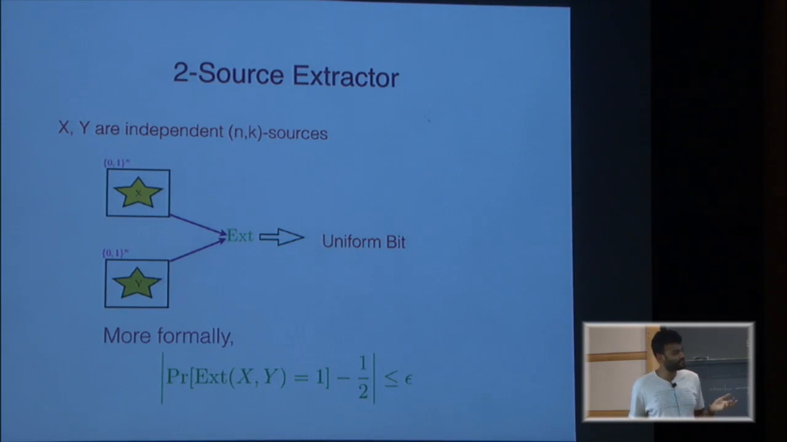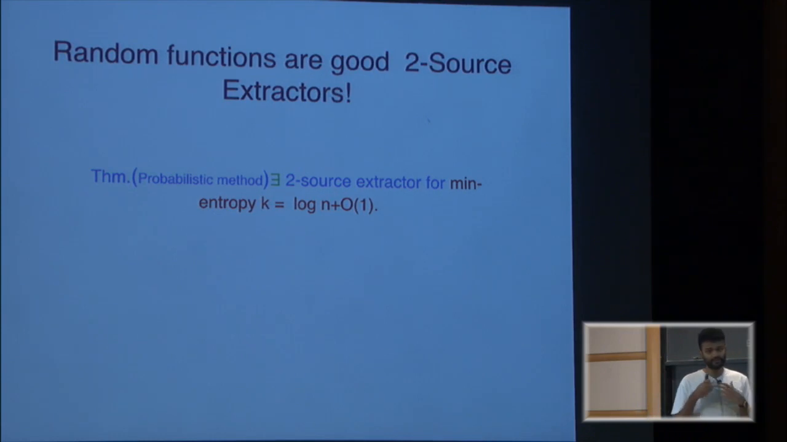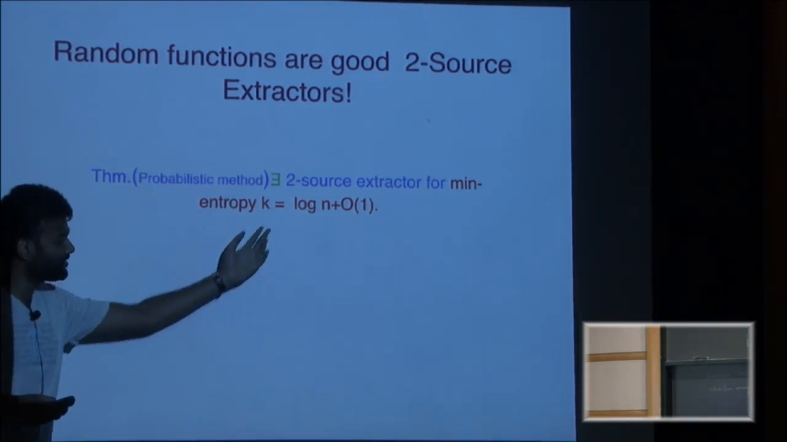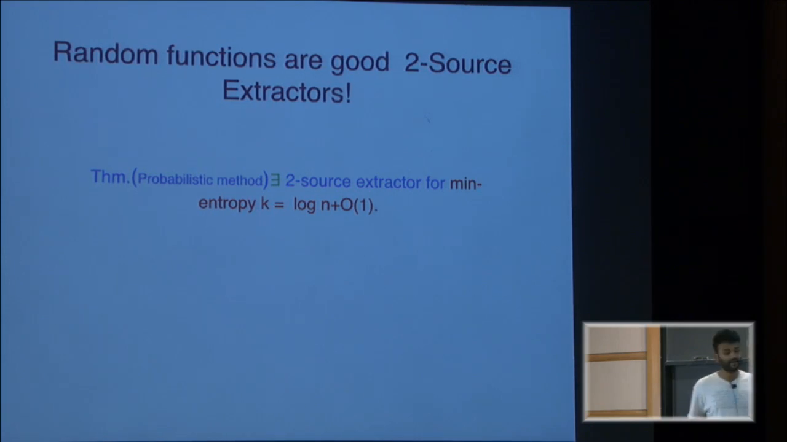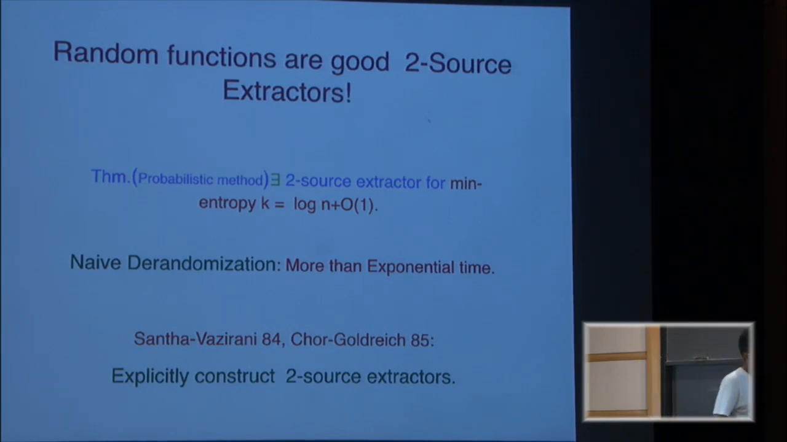So now the question is, does this exist? Well, it turns out that if you just pick a random function, then it's a good 2-source extractor for pretty low min entropy. You need both sources to have min entropy at least log n plus order 1, and then a random function works. But if you go over all the functions, it's going to take you a really long time. So you want a polynomial time algorithm to generate uniform bits. This question of explicitly constructing 2-source extractors was raised in the 80s, again by Santha-Vazirani and Chor-Goldreich.